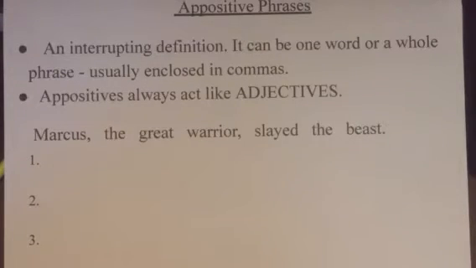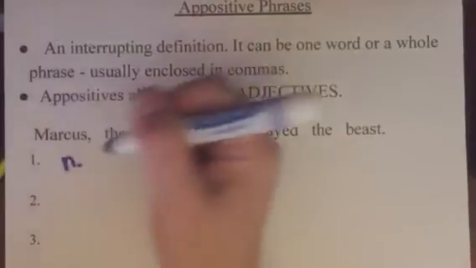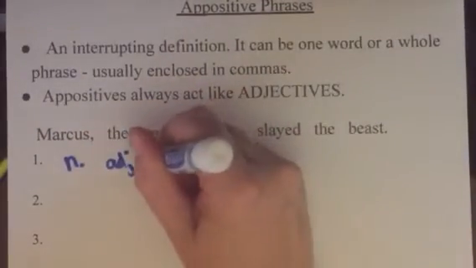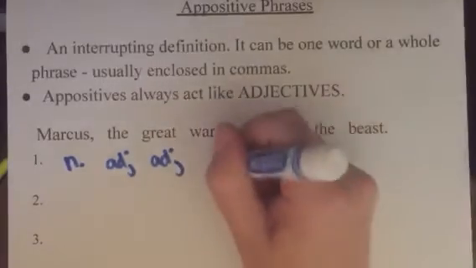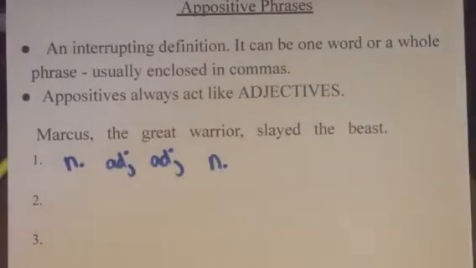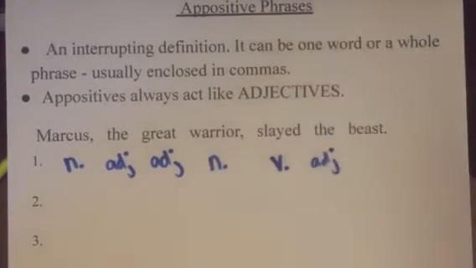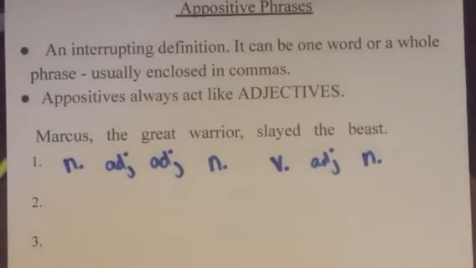So let's do this sentence. Marcus, the great warrior, slayed the beast. So we have Marcus, the noun, the adjective, great, adjective, warrior, noun. Slayed is our verb, the adjective, beast, noun.